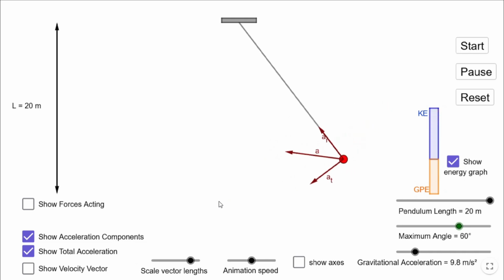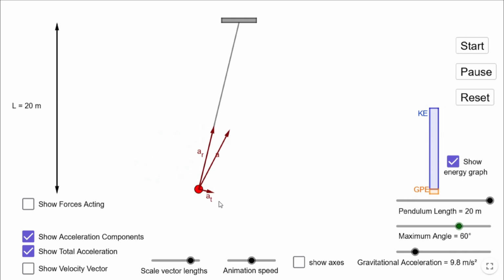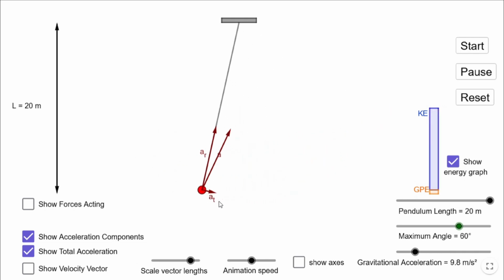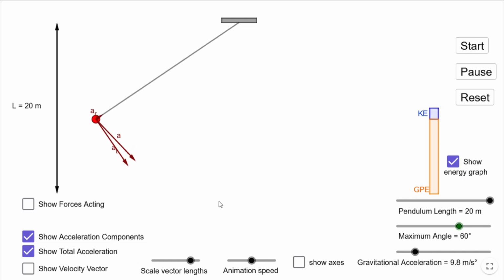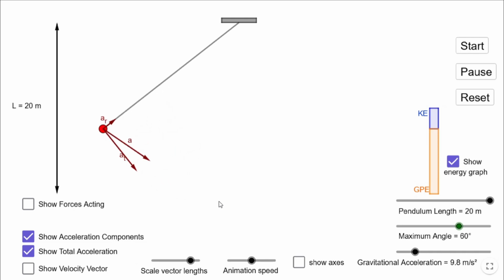Let us start by looking at the velocity vector, which we will label as v. When we set the pendulum length to 19.4 meters and the maximum angle theta to 60 degrees, we see a prominent green arrow pointing tangent to the circular path. This vector represents the instantaneous speed and direction of the bob.